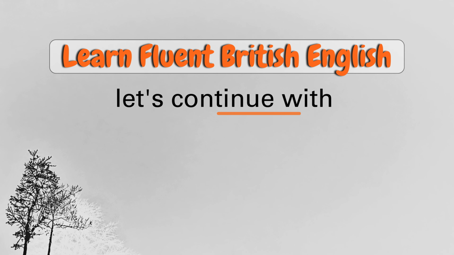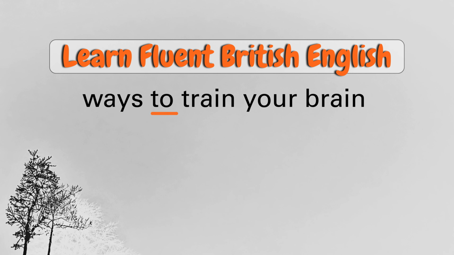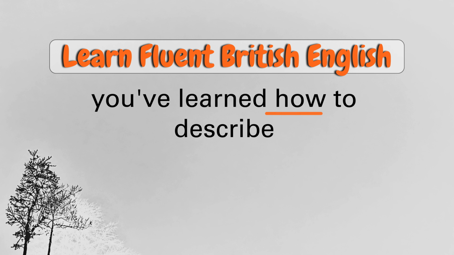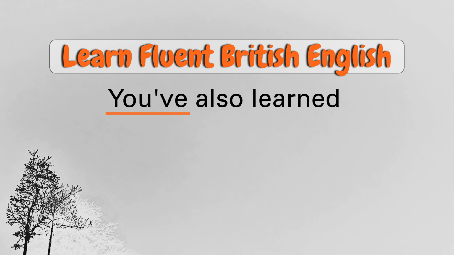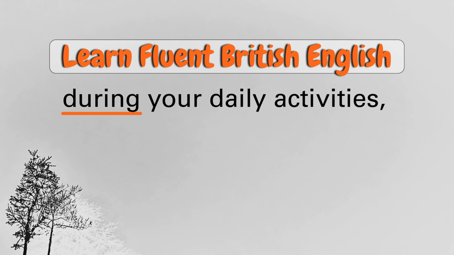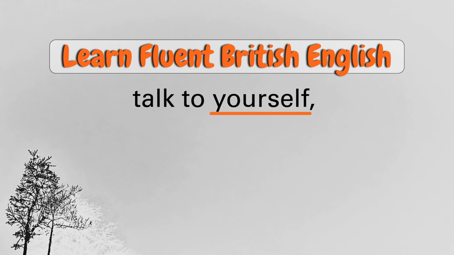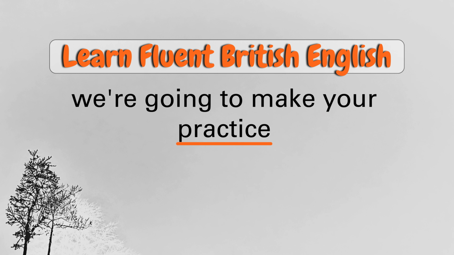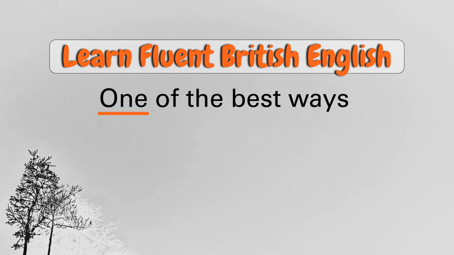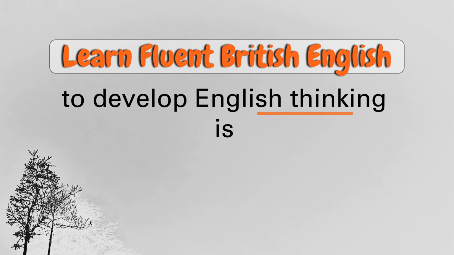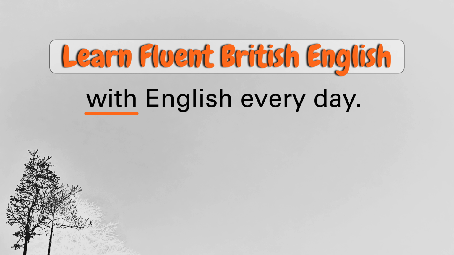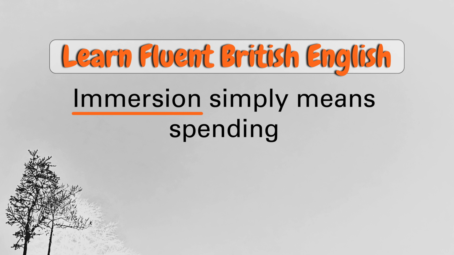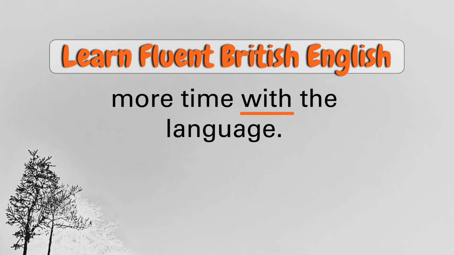Now, let's continue with some of the most powerful ways to train your brain to think in English. So far, you've learned how to describe the things around you. You've also learned how to use English during your daily activities, talk to yourself, and use common English chunks. Now, we're going to make your practice even more effective. One of the best ways to develop English thinking is to surround your brain with English every day. This is called immersion. Immersion simply means spending more time with the language.